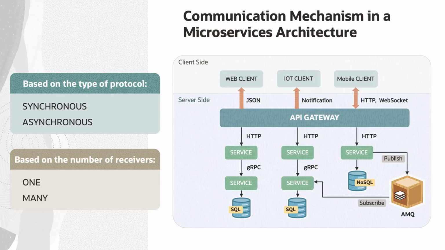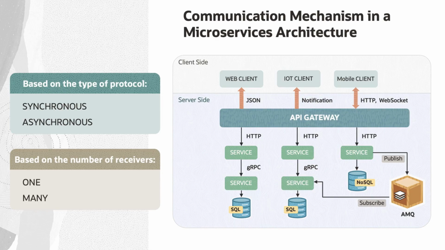Before we design our microservices communication, we should understand communication styles. In general, there are two criteria to classify these communication systems: based on the type of protocol, that is either synchronous or asynchronous, and based on the number of receivers, which can be single or multiple.